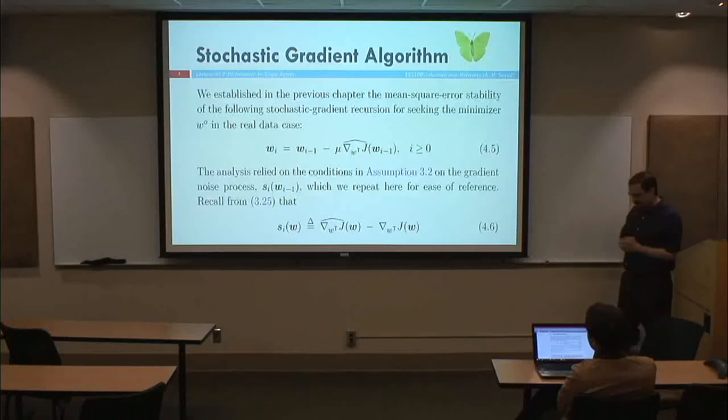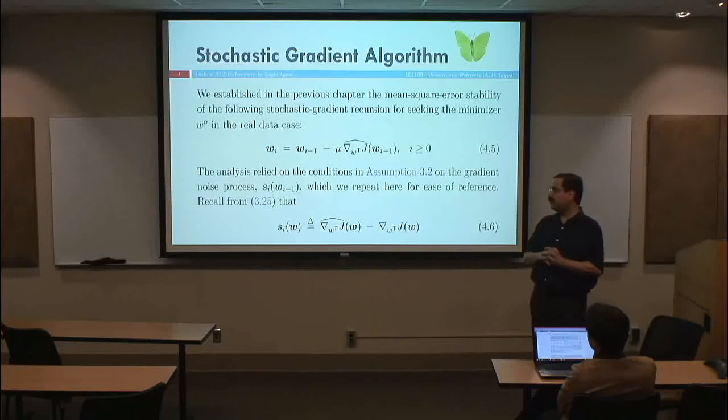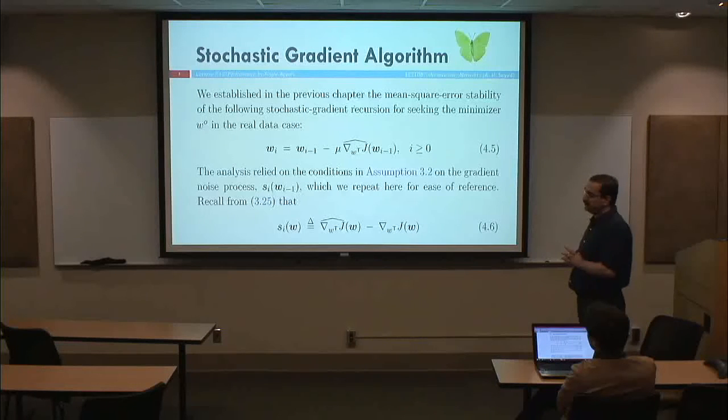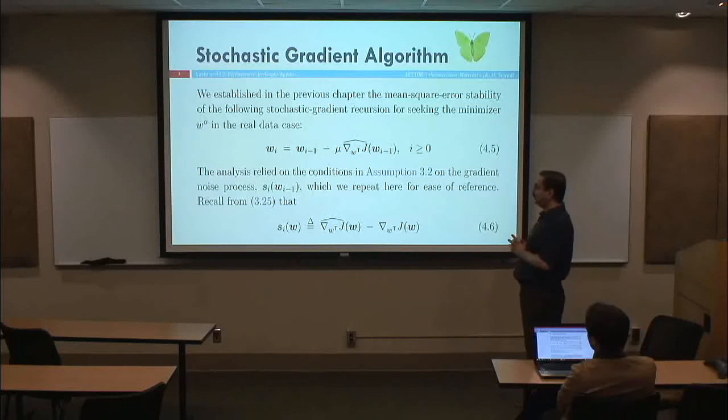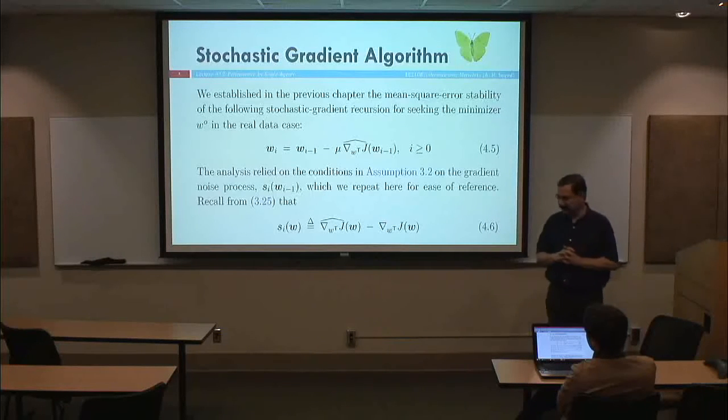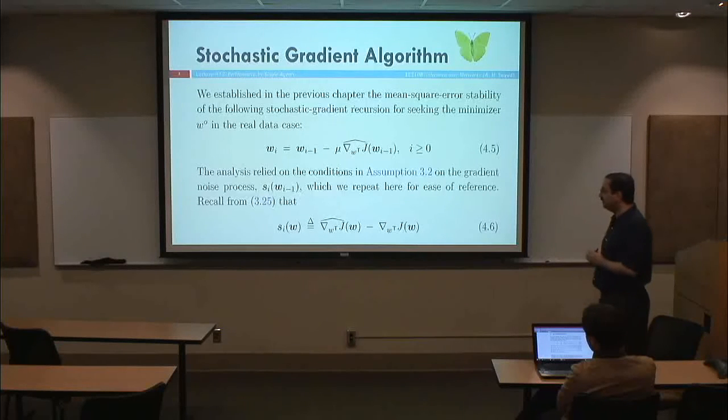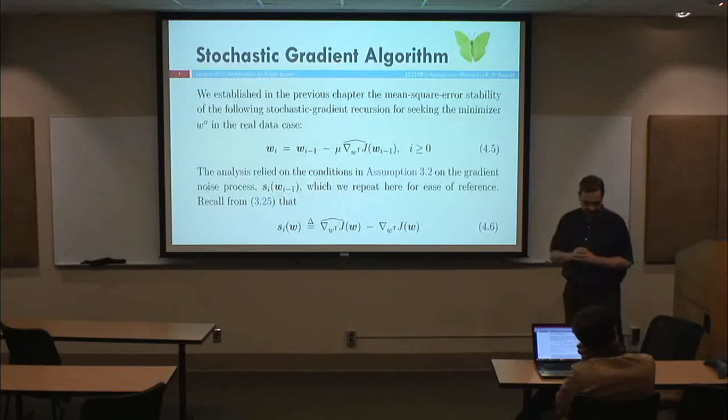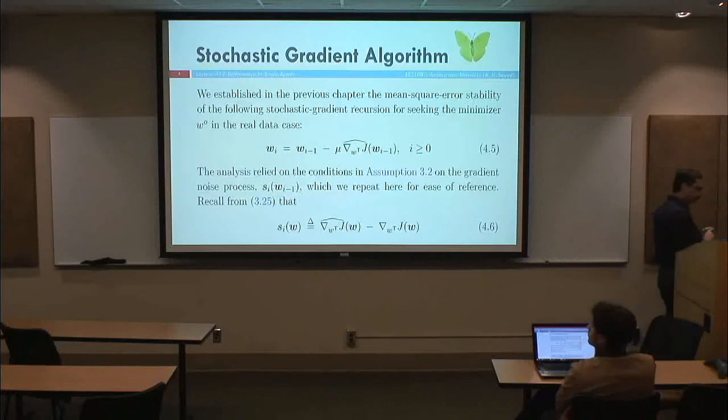And the stochastic gradient algorithm we introduced 2 lectures ago is what you have up here in equation 5. The new weight is the old weight minus a step size times the approximate gradient vector. And because we are using the approximate gradient vector, that ends up introducing gradient noise into the operation of the algorithm, and the gradient noise process is defined by equation 6 on this slide, which is the last equation.